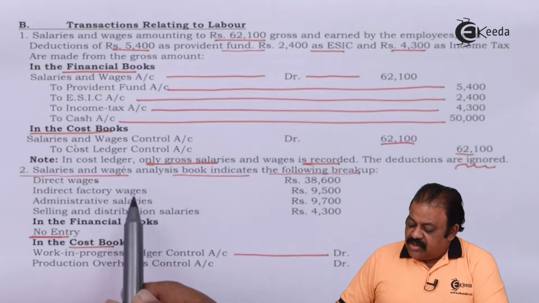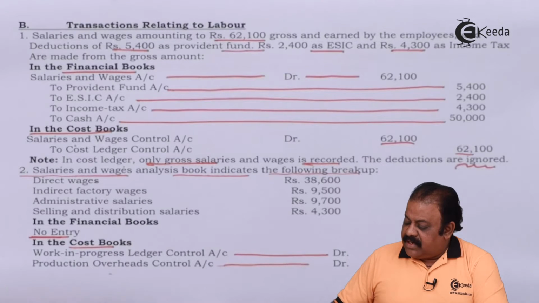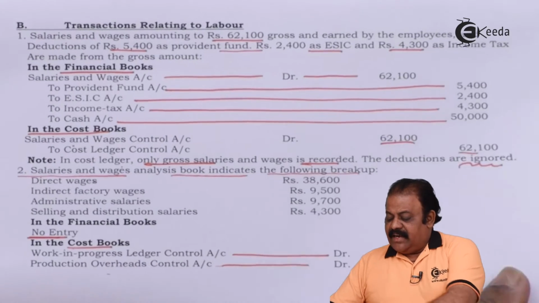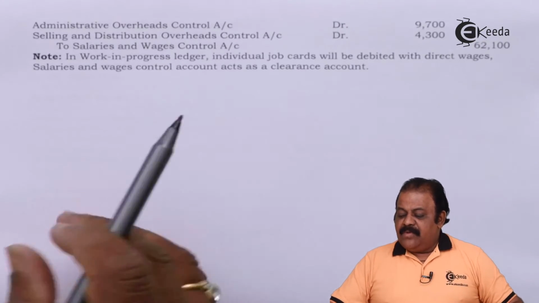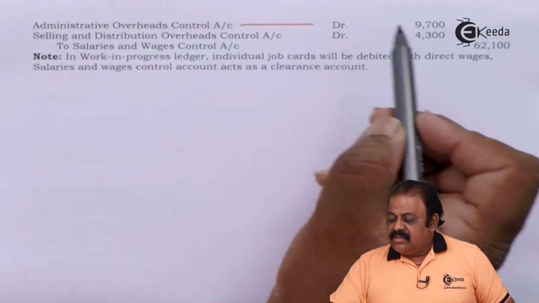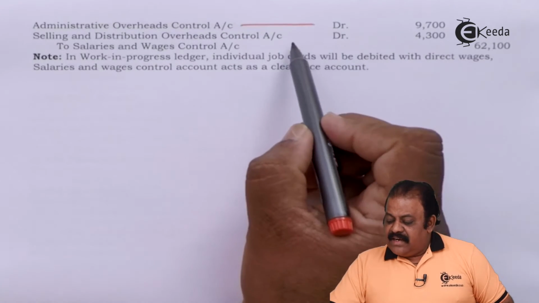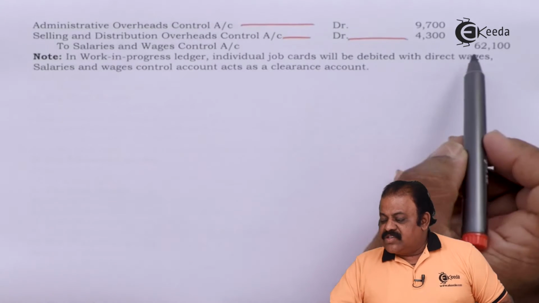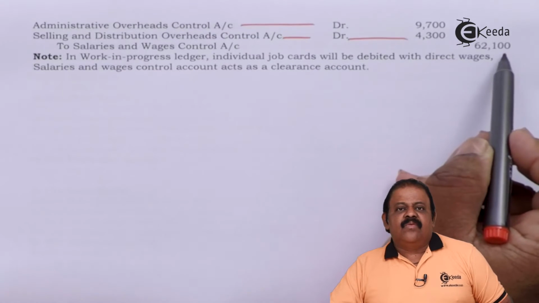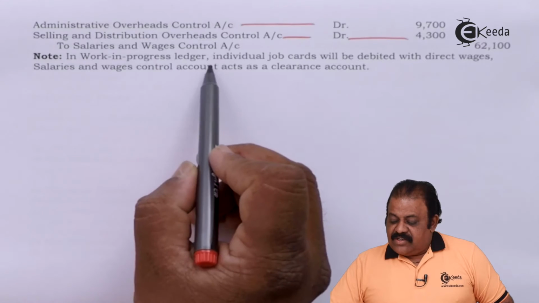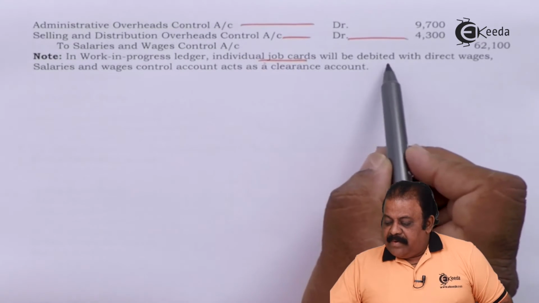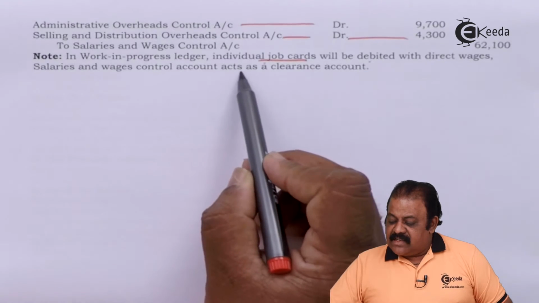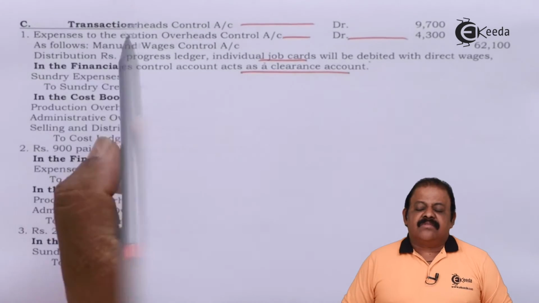Indirect factory wages, production overheads control account debit 9,500. Administrative salaries and selling and distribution salaries: administration overheads control account 9,700, selling and distribution overheads control account 4,300, to salaries and wages control account 62,100. In work in progress ledger, individual job cards will be debited with direct wages and salaries, and wage control account acts as a clearance account.